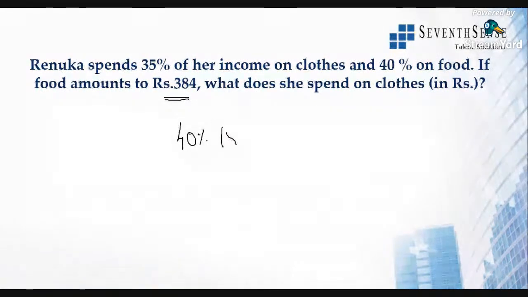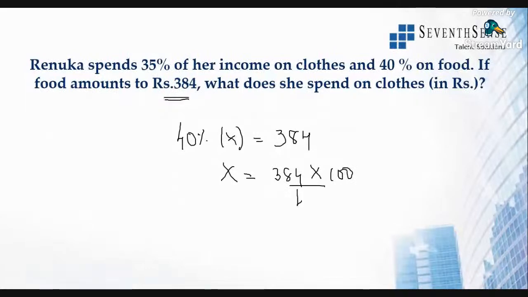Let us say her income is X. She is spending on food, which is 384, correct? So what will be the total income? You can find it out. It becomes 384 into 100 divided by 40. So the 0s get cancelled. This will be easily solved, right? 4 ones are 4, 9 sixes are 36, 2 remaining, 4 sixes are 24. So total income was 960.